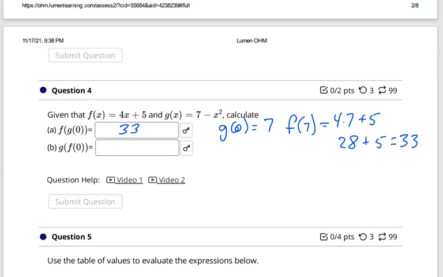G of f of 0. Well, we need to find what that is first, and then we'll put that inside of a g. So f of 0 is equal to 4 times 0 plus 5, or 5. And now we need g of f of 0, which is g of 5, equal to, well, 7 minus 5 squared. 7 minus 25, or negative 18.